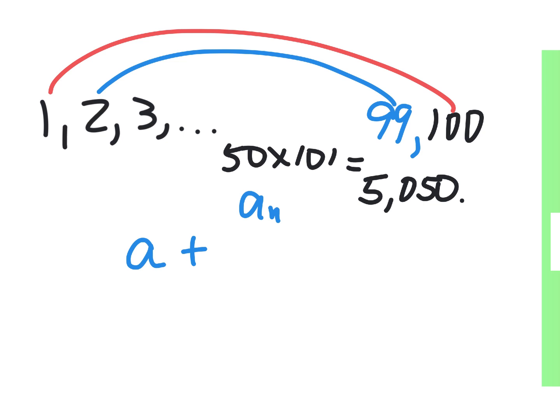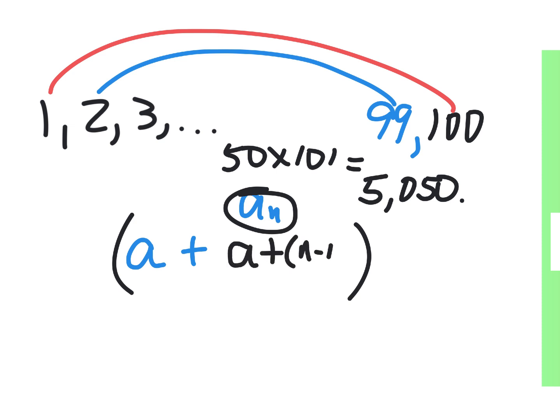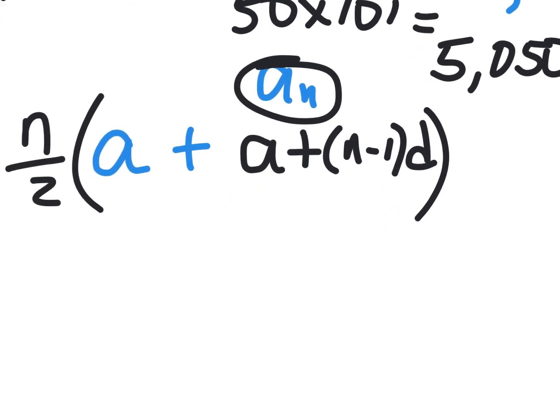Okay, so back to Gauss. He took the first number and the last number, and he added them up. And the last number, the a sub n thing, do you remember that deal where we go a plus n minus 1 times d? And then we have to do half of those. So take the number of numbers we had and divide by 2. And there is your formula, except I'm going to clean it up for you.